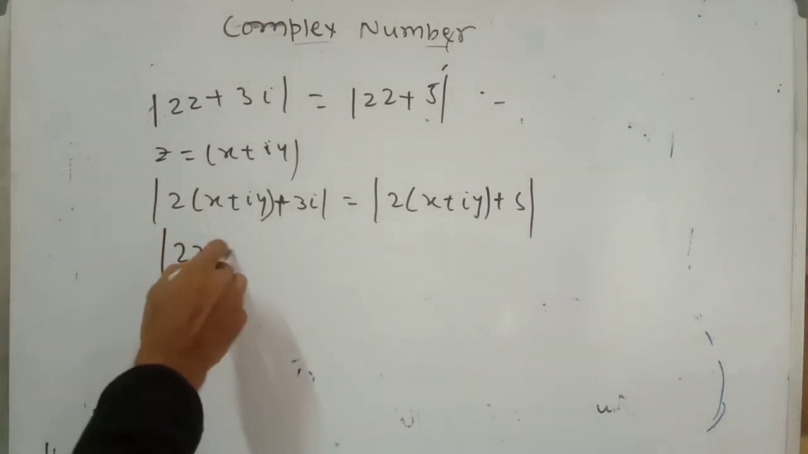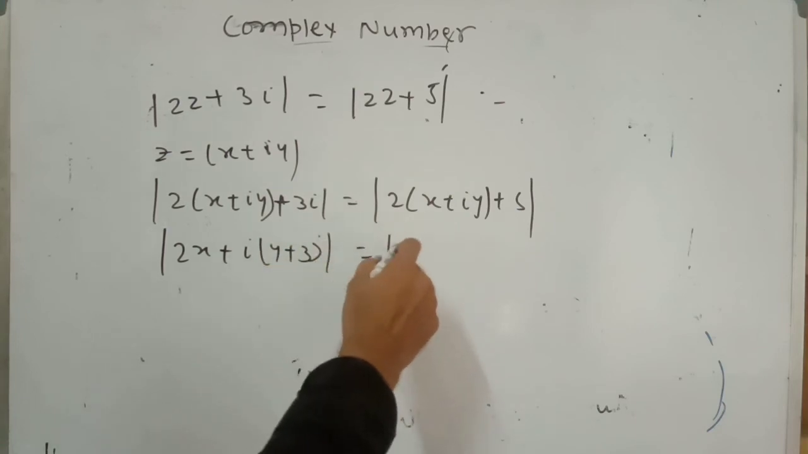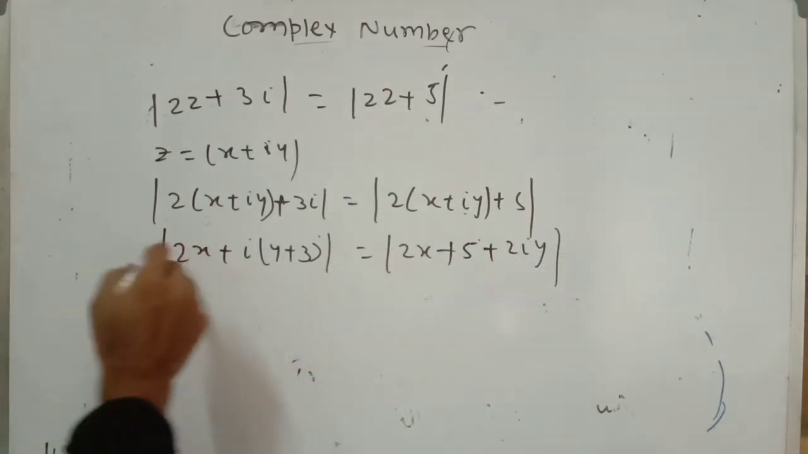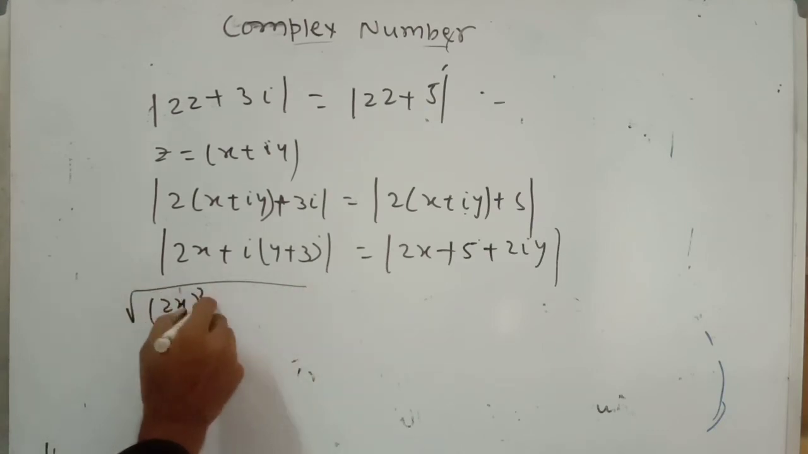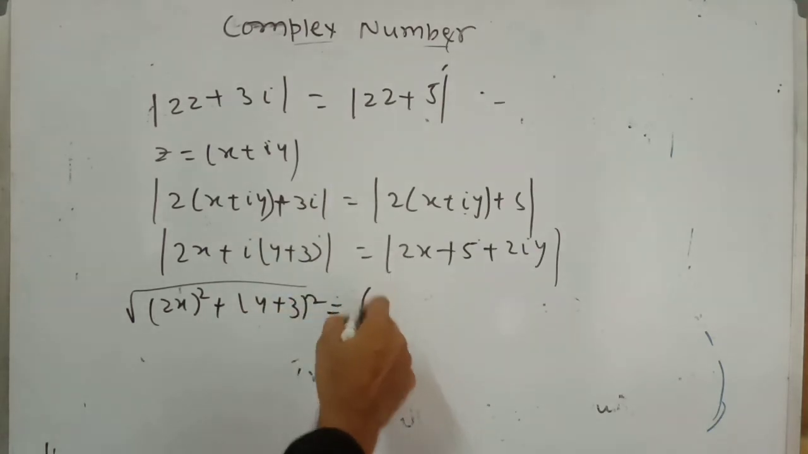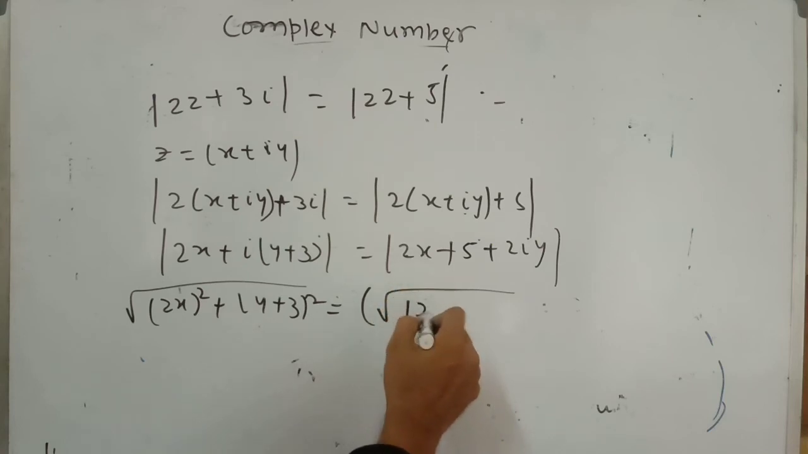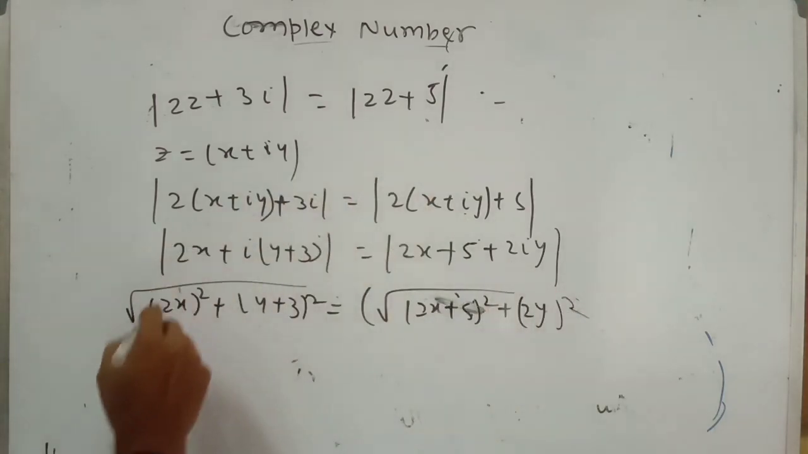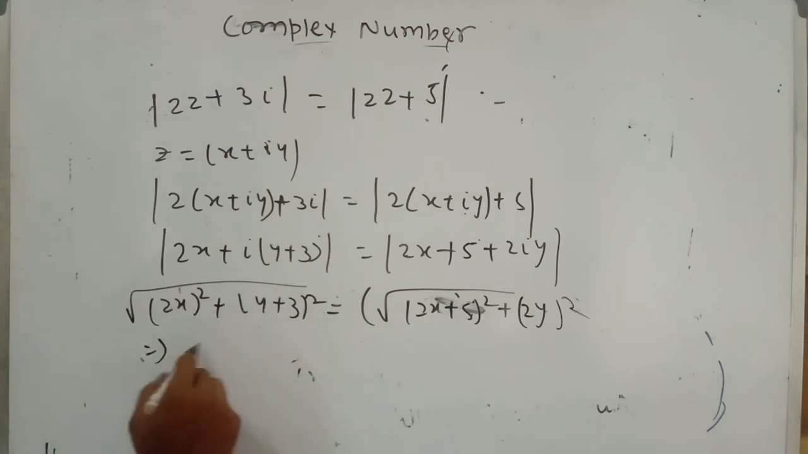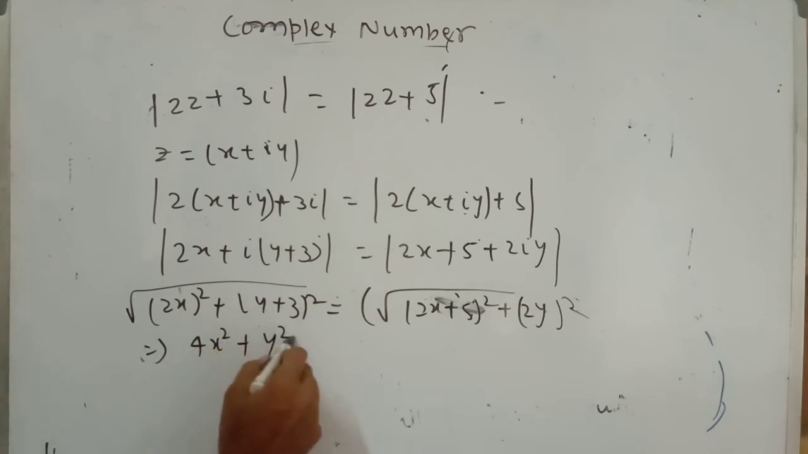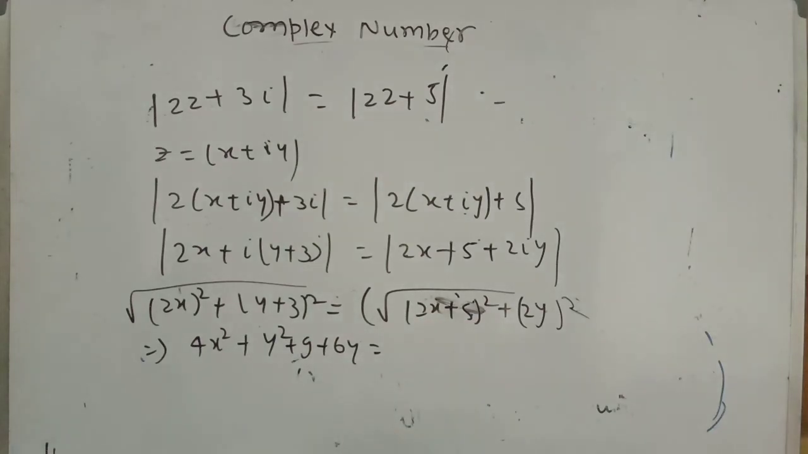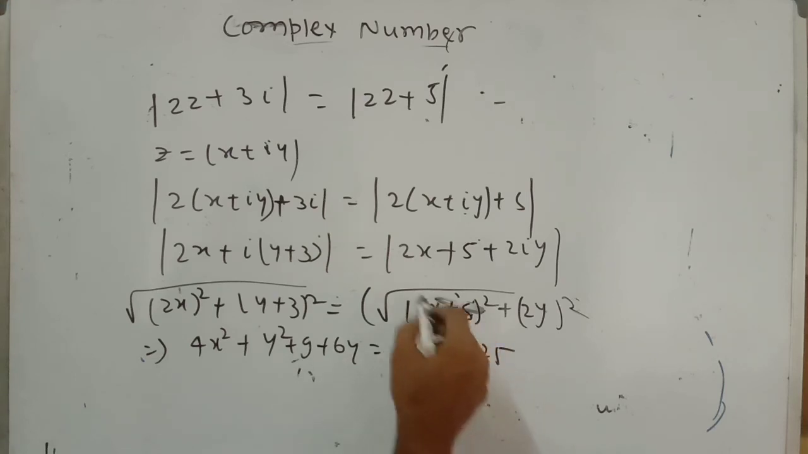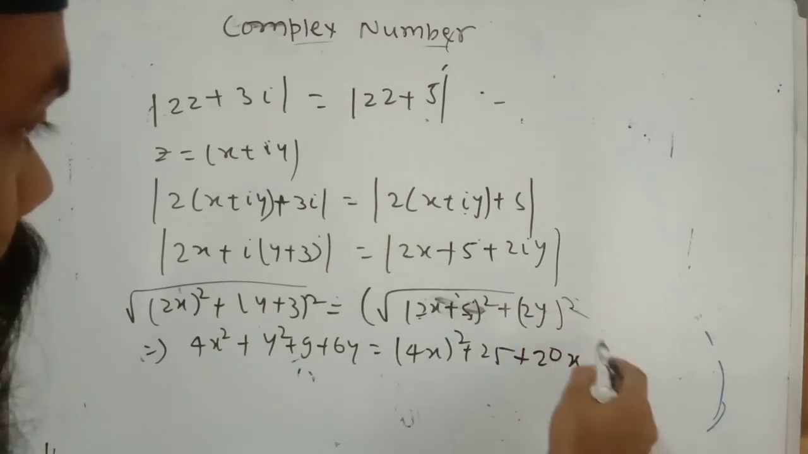First of all, find the magnitude or modulus of this complex number. So it is 2x plus i(2y plus 3), and on the other side 2x plus 5 plus 2iy. When you find the magnitude, the square of the real part (2x) whole square plus (2y plus 3) whole square, equal to (2x plus 5) whole square plus (2y) whole square. Squaring both sides, you get 4x square plus 4y square plus 9 plus 12y on one side, and 4x square plus 25 plus 20x plus 4y square on the other.